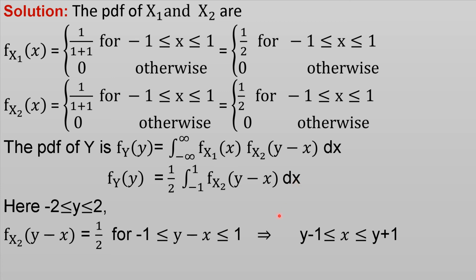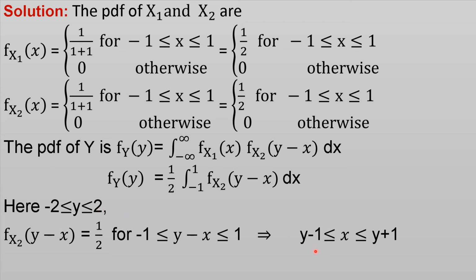Integration is with respect to x here. So y minus x should be greater than or equal to minus 1, which means x should be less than or equal to y plus 1. Y minus x is less than or equal to 1 means x should be greater than or equal to y minus 1. So from this we get x should be greater than or equal to y minus 1 and less than or equal to y plus 1. So fx2 of y minus x is equal to 1 by 2 provided that x lies between y minus 1 and y plus 1, and y values lie between -2 and +2. So this will split, because if I take y as the least value -2, then -2 minus 1 will be -3.